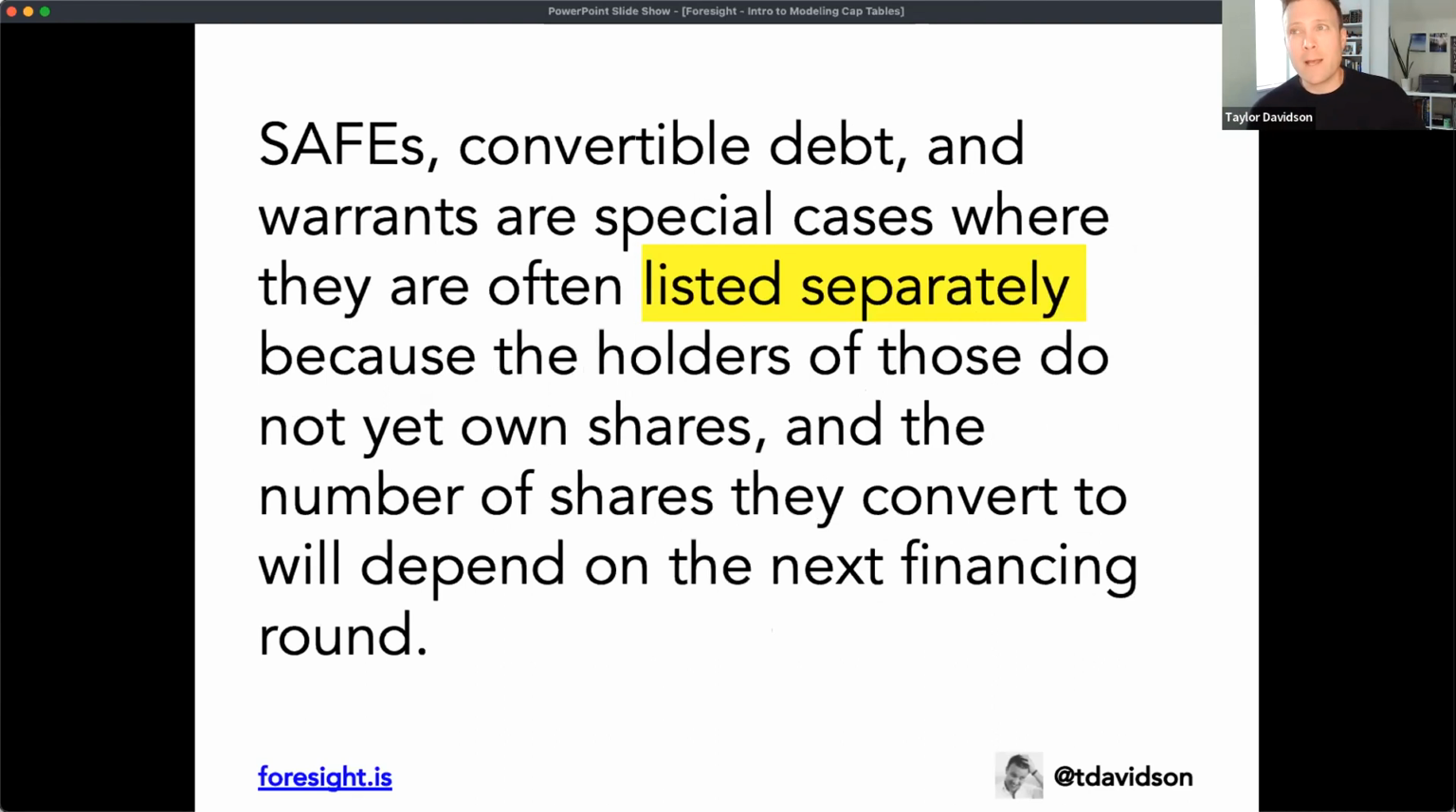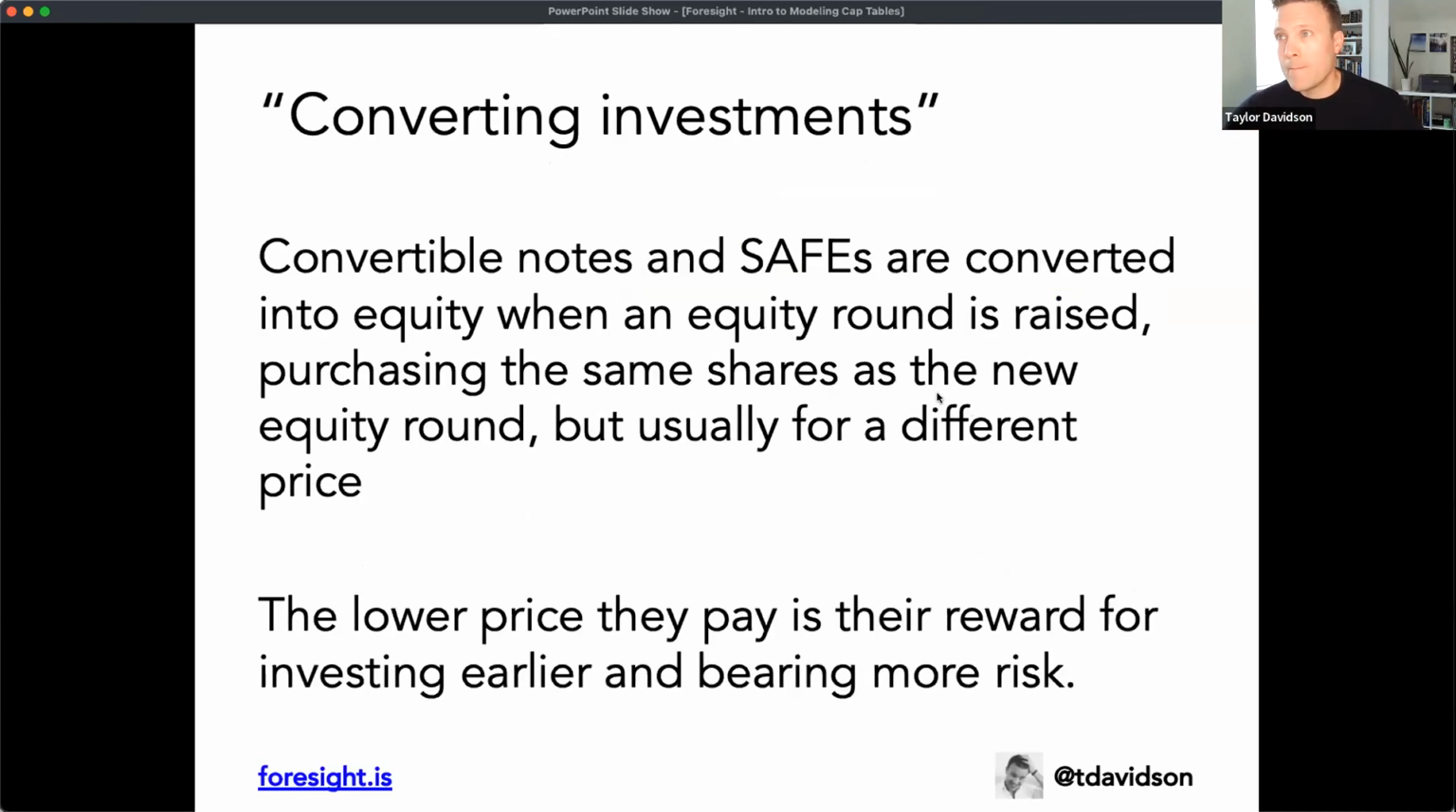The thing about SAFEs and notes is that they are special cases in which, until they convert, they don't actually own shares. So they're not going to be included in issued and outstanding shares. But it's important to still model and think of them on the cap table because they will be shares at some future point in time. The basic way we handle that is we build a cap table and say, here's the number of shares everybody owns right now, issued and outstanding. Then we'll have another column for fully diluted shares, which is, if you actually converted all these unconverted notes, what would they own and what would the pro forma cap table look like at that point in time? I'll show you an example of that in a minute. So that's the important thing.